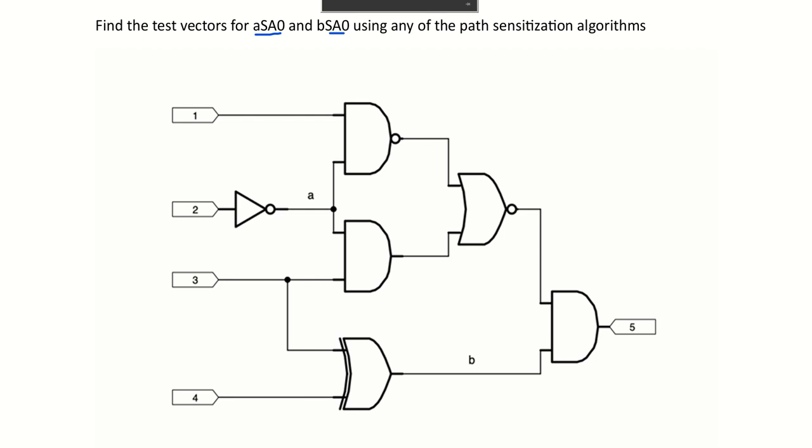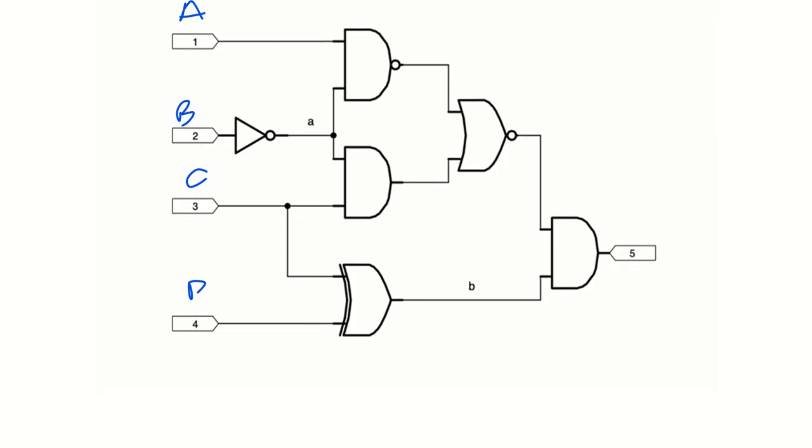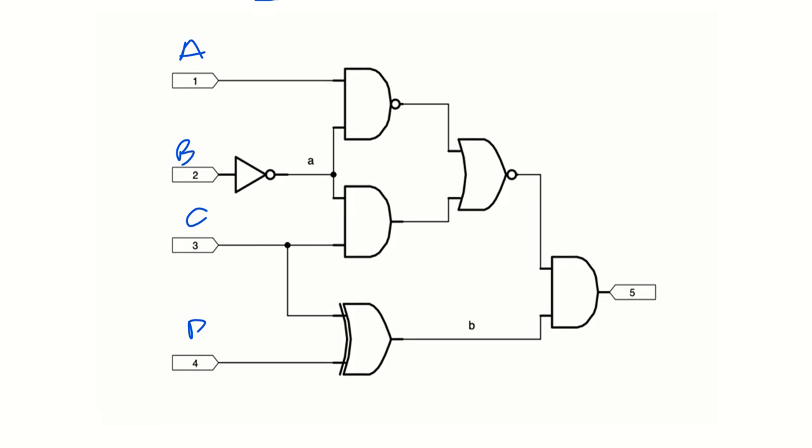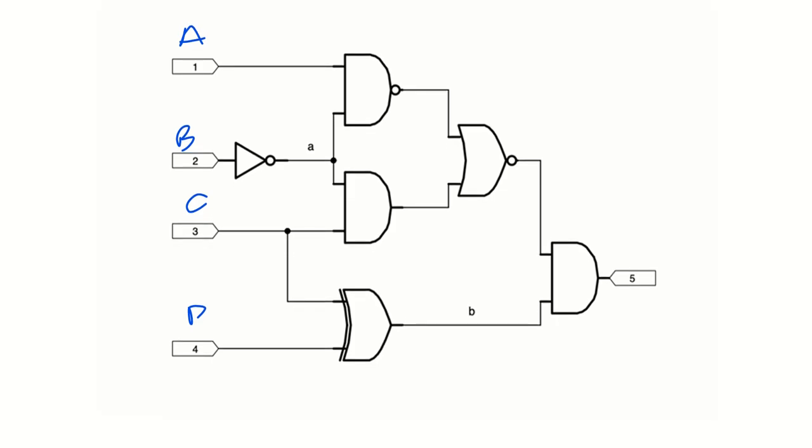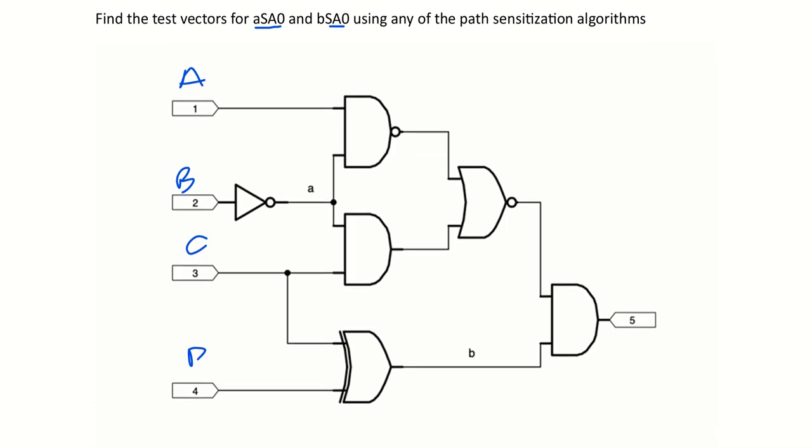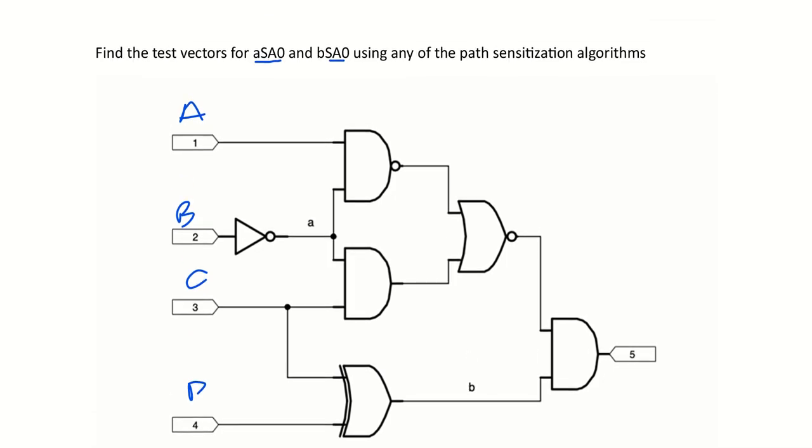So let's get to work. So that the whole routine is not confusing with the numbers, let me label the inputs with letters instead of numbers. Let me call this A, let me call this B, let me call this C and this D. Okay, so that instead of numbers, we have letters.